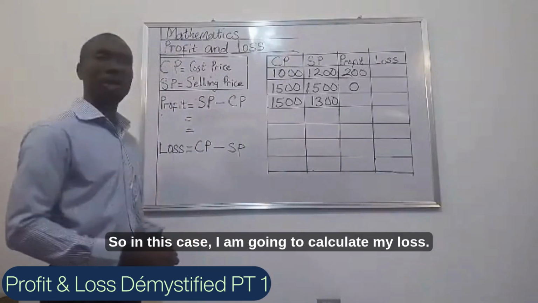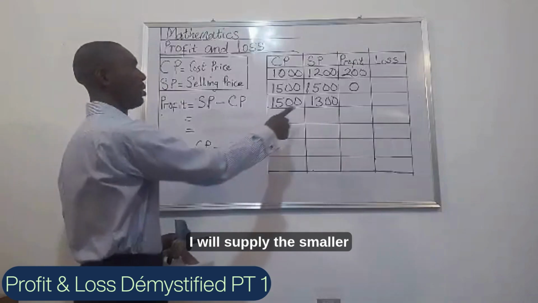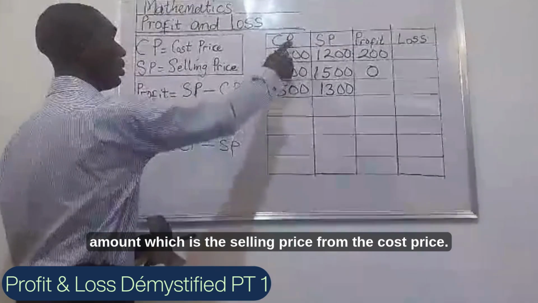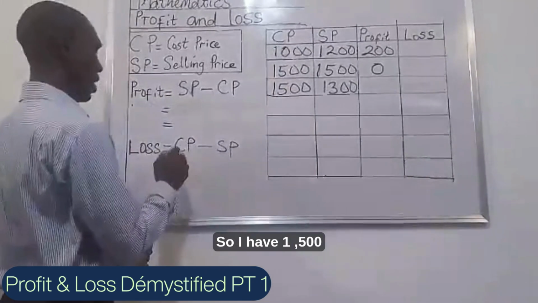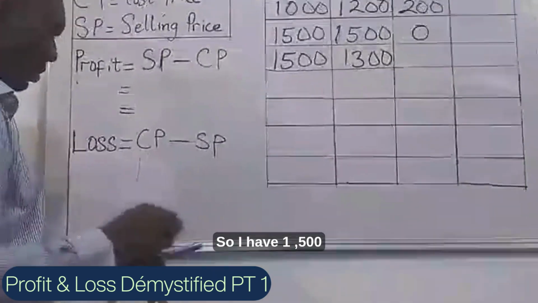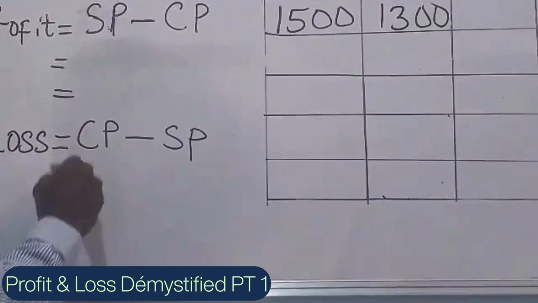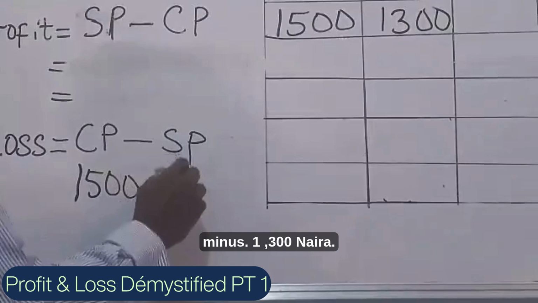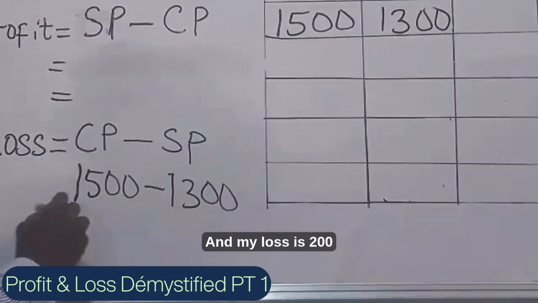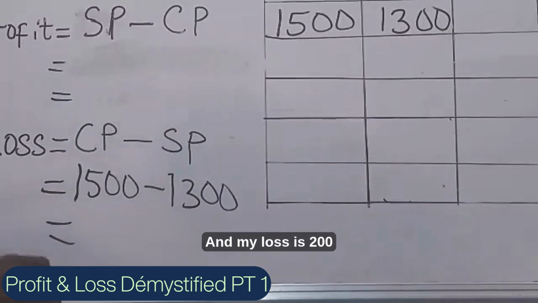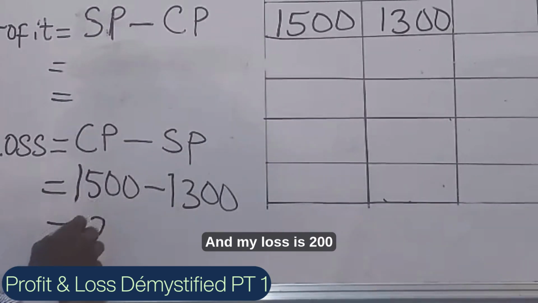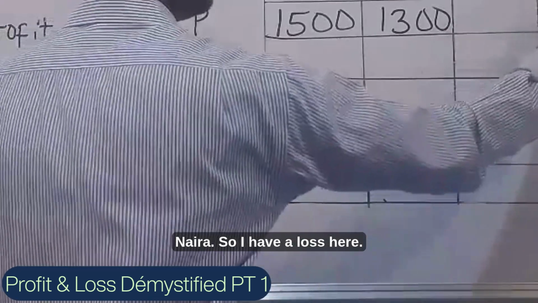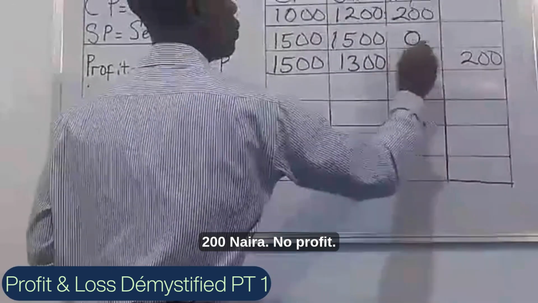So in this case, I'm going to calculate my loss. I'll subtract the smaller amount, which is the selling price, from the cost price. So I have 1,500 minus 1,300. And my loss is 200 naira. So I have a loss here, 200 naira, no profit.